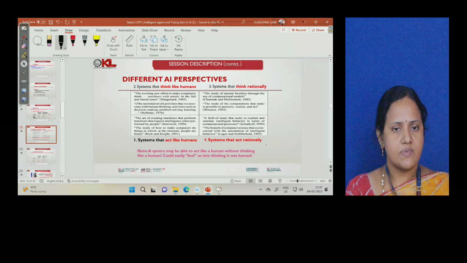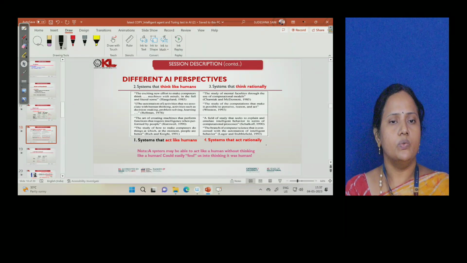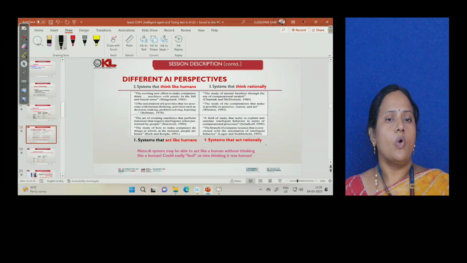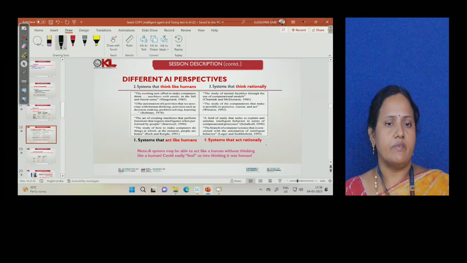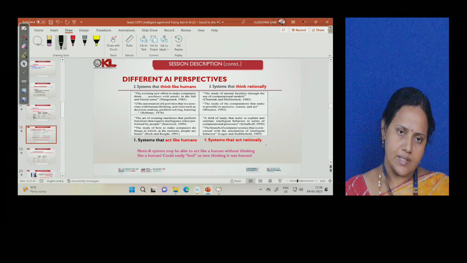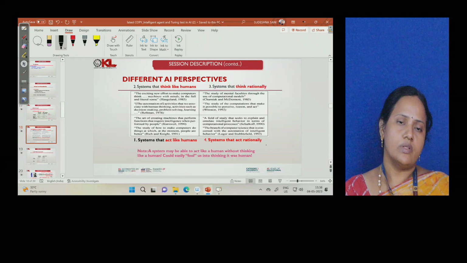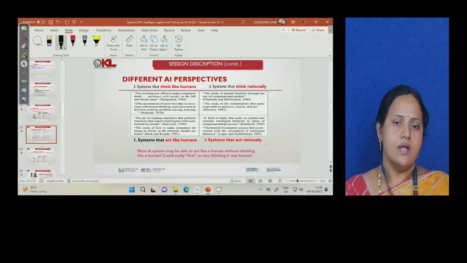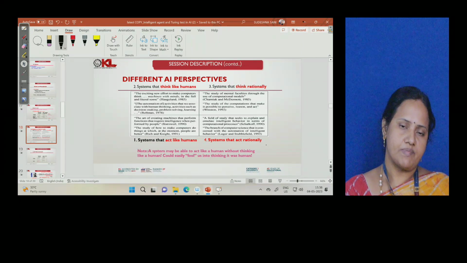Suppose you say systems that think like humans, how do we define that? We say it is the automation of activities that we associate with human thinking, such as decision making, problem solving, learning. Whatever is involved with the brain, with intelligence, we put forth in systems that think like humans. Next we have systems that act rationally and systems that think rationally.